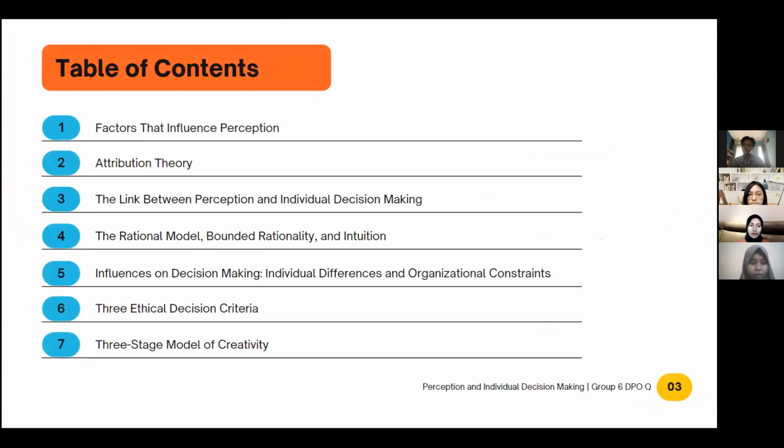This is our table of content. First one is factors that influence perception. Second is attribution theory. Third is the link between perception and individual decision making. Fourth is the rational model, called rationality and intuition. Five is influence on decision making, individual differences, and organizational constraints. Six is three ethical decision criteria. Seventh is the three-stage model of creativity.